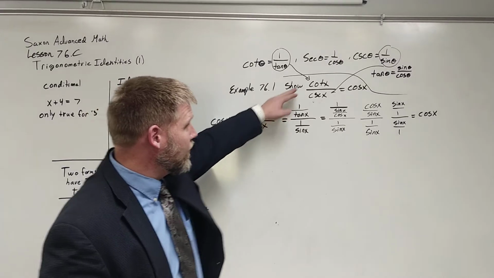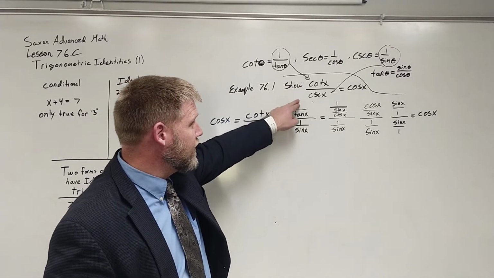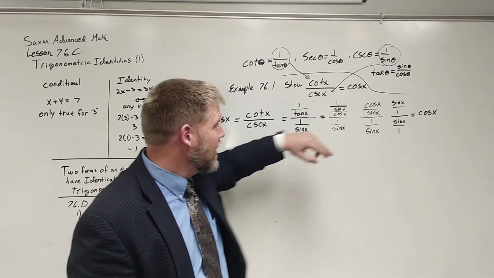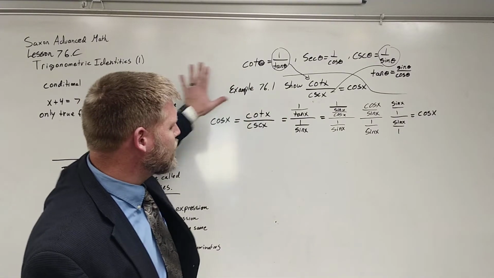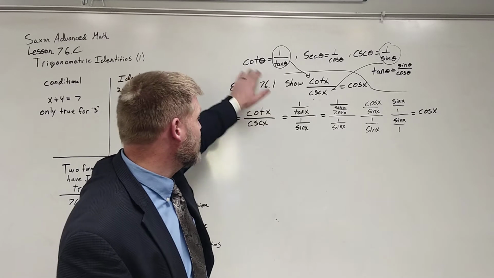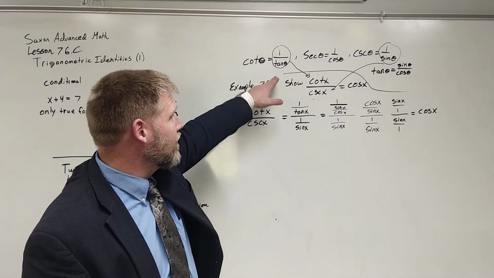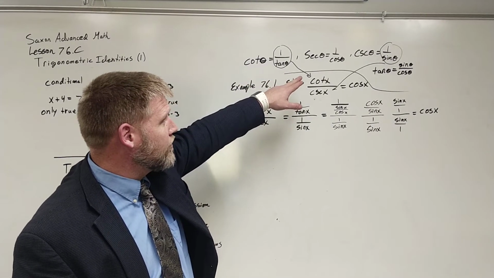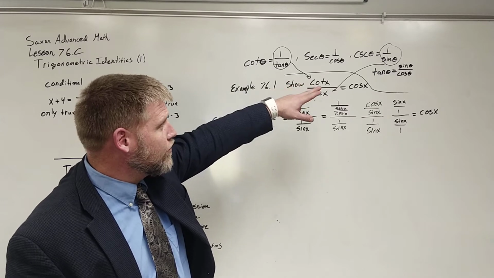They asked us to show the cotangent of x over the cosecant of x is equal to the cosine of x. A couple of things, ignore my arrows and drawings. I know it's confusing at first. We have to put some bases down. First of all, we know the cotangent is equal to 1 over the tangent. The secant is 1 over the cosine, and the cosecant is 1 over the sine.